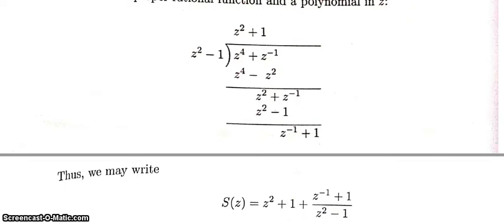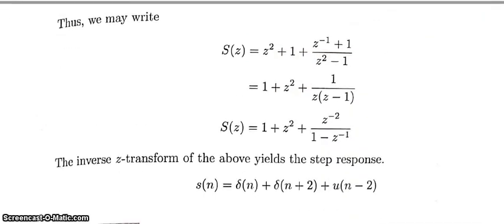Z square minus 1. Now when we rearrange this, we get S of Z as 1 plus Z square plus 1 divided by Z into (Z minus 1), because Z inverse plus 1 can be written as (1 plus Z) by Z, and Z square minus 1 is (Z plus 1) into (Z minus 1). Therefore the Z plus 1 in the numerator and denominator cancels, and we get it in this form.